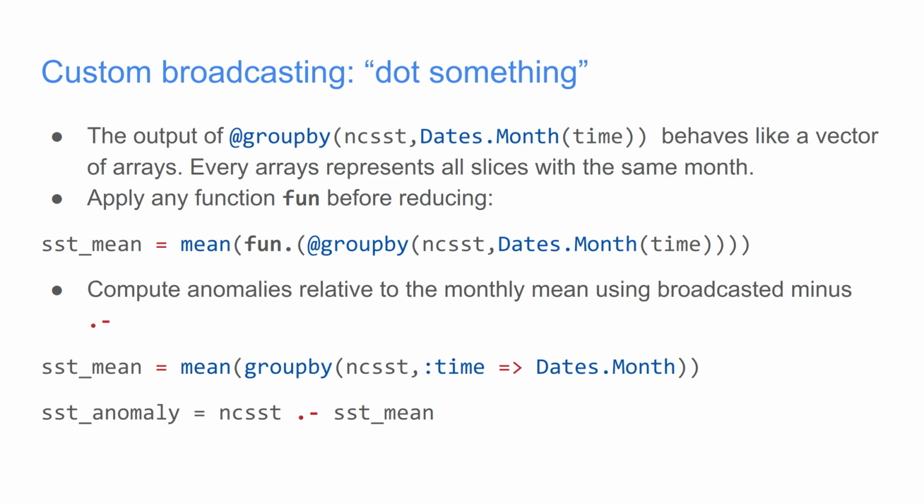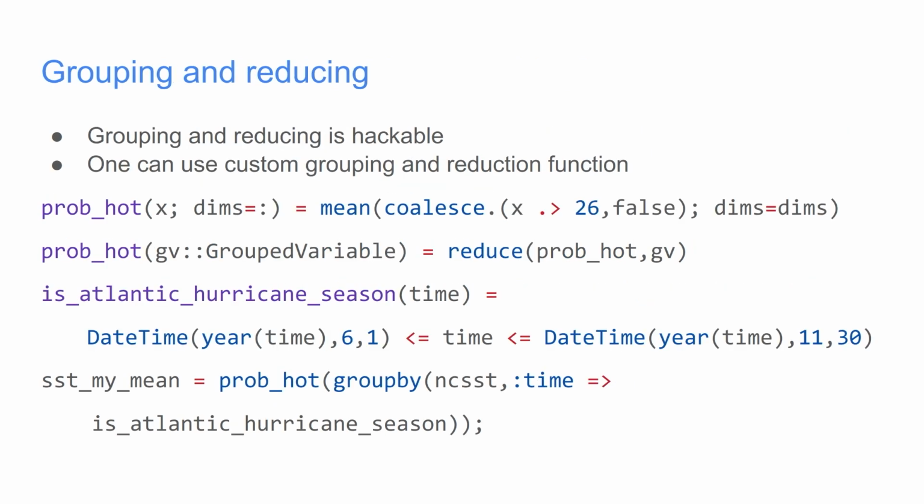So that's the climatological mean will then be automatically broadcasted to the full size to compute this difference. And what was also important to me is that these functions are extensible, so you can easily add your own grouping functions and your own reduction function if you want.